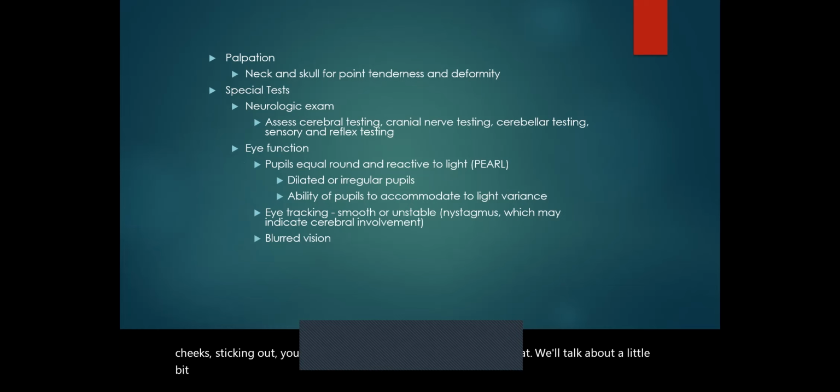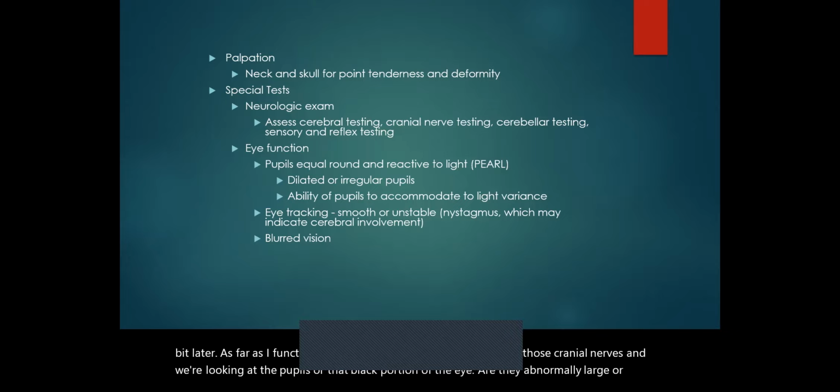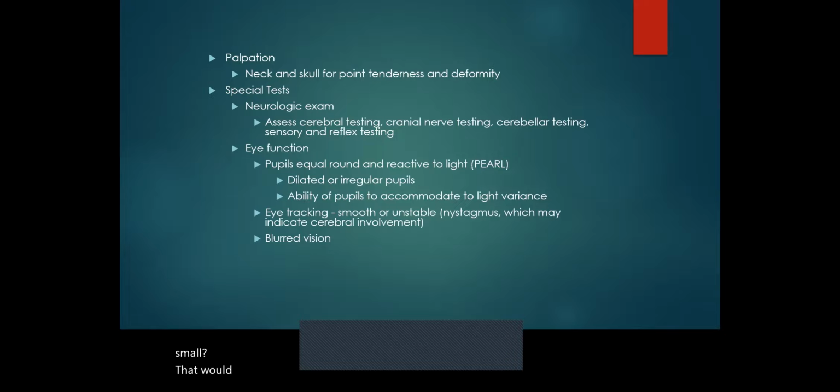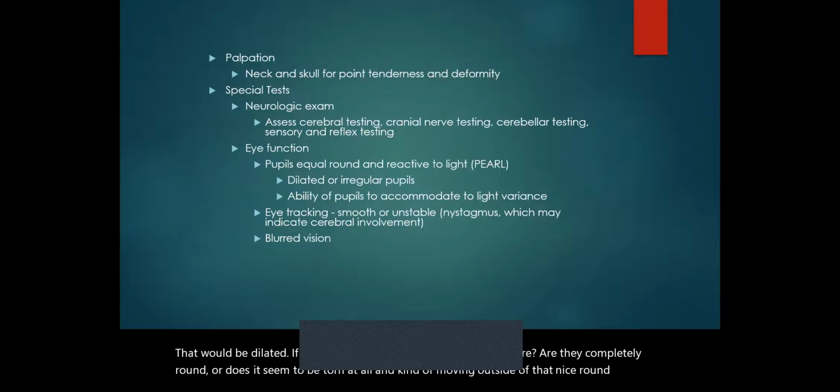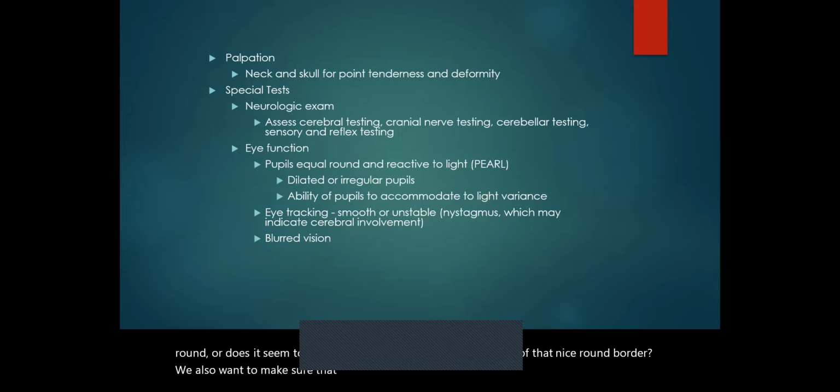As far as eye function, again, these are directly tied to some of those cranial nerves. And we're looking at the pupils, or that black portion of the eye. Are they abnormally large or abnormally small? That would be dilated if they're very large. Are they irregular in nature? Are they completely round, or does it seem to be torn at all and kind of moving outside of that nice round border? We also want to make sure that those pupils are able to accommodate to light.